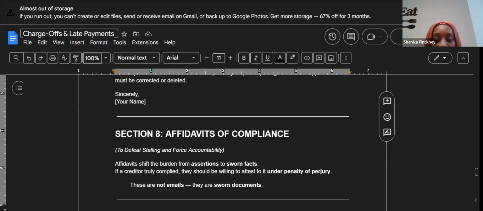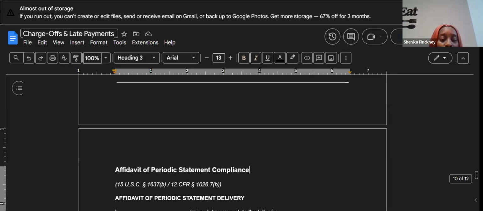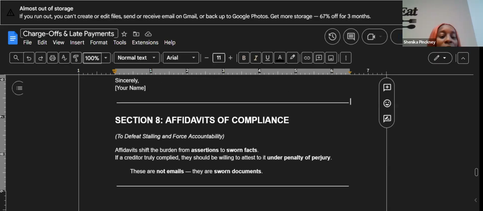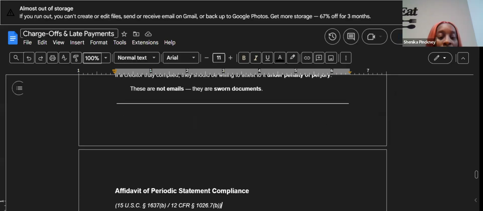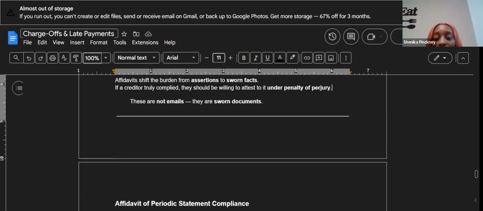So Section 8, affidavits of compliance. To defeat stalling and force accountability is basically what these affidavits are for. So affidavits, they shift the burden from assertions to sworn facts. If a creditor truly complied, they should be willing to attest to it under the penalty of perjury. These are not emails, they are sworn documents.